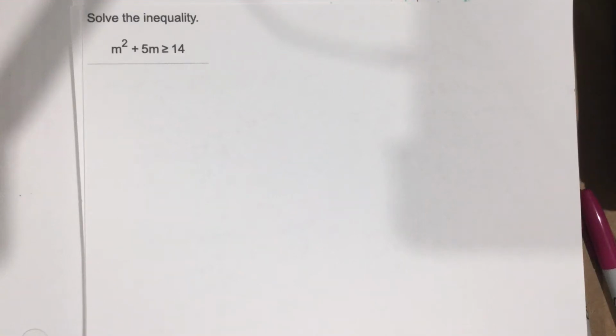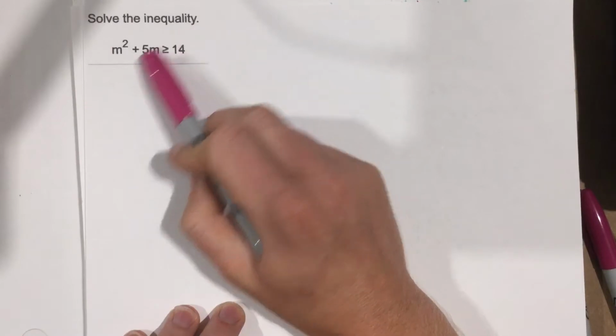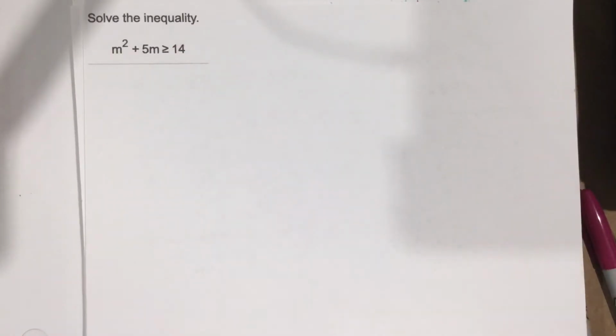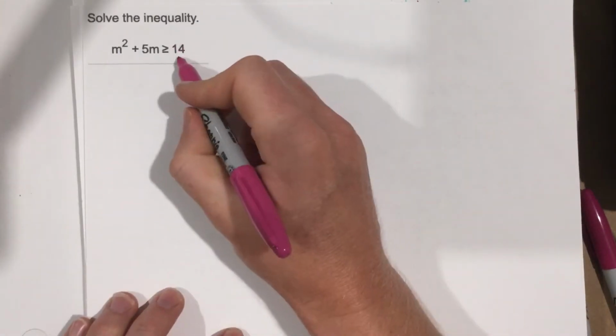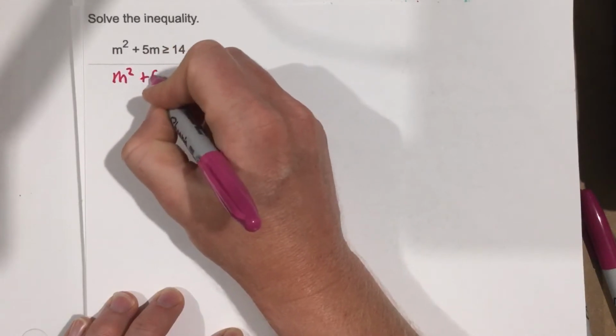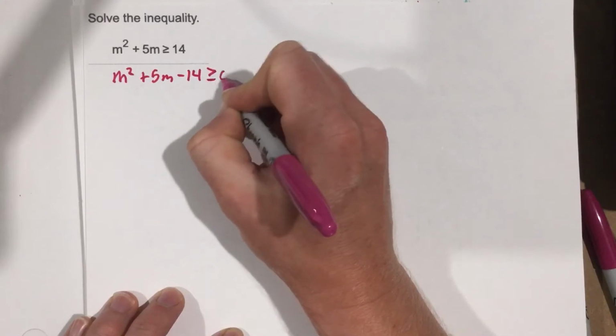This is problem number 4 from section 3.4. In this problem it says solve the inequality, and they give you a quadratic inequality. First thing I need to do to start this problem is I need to subtract the 14 over. So we're going to have m squared plus 5m minus 14 greater than or equal to 0.